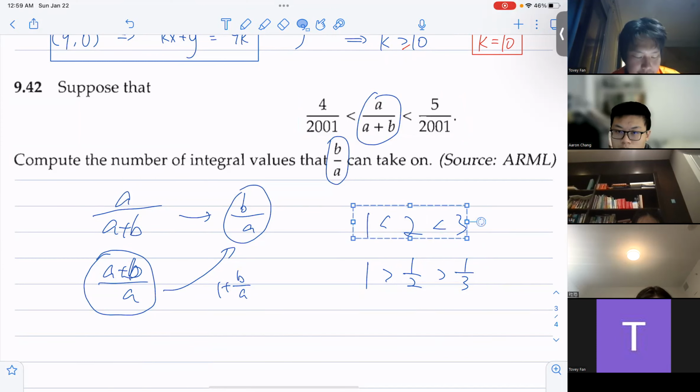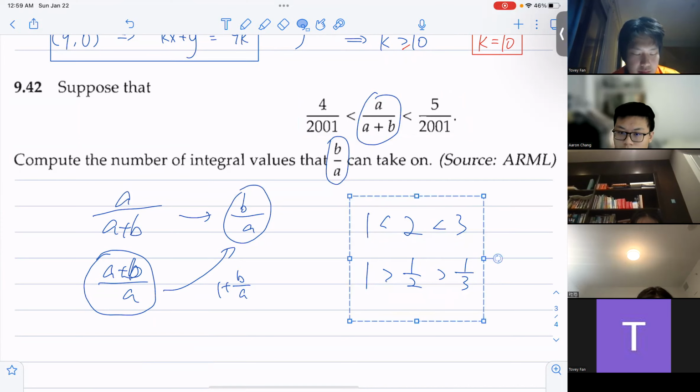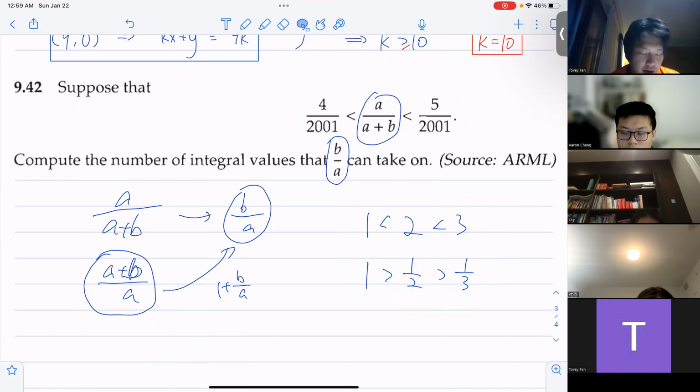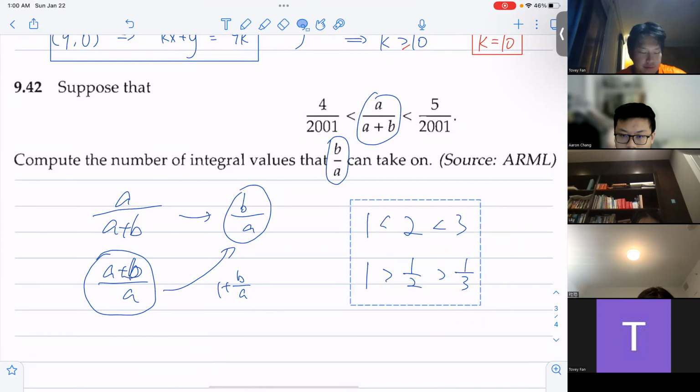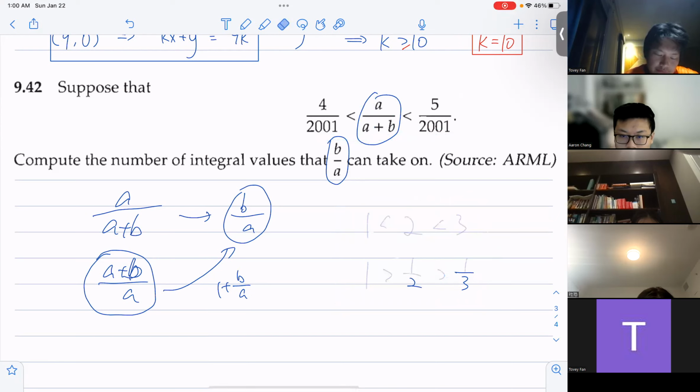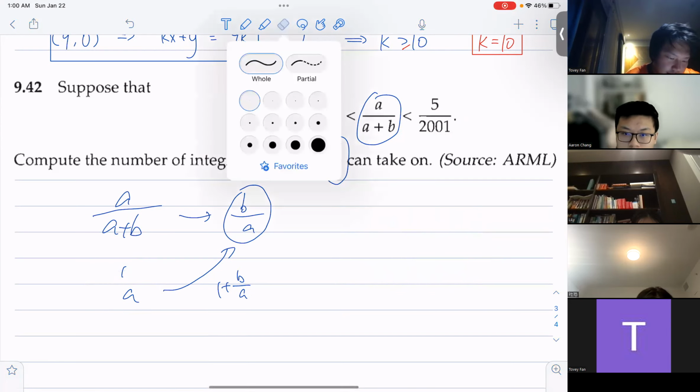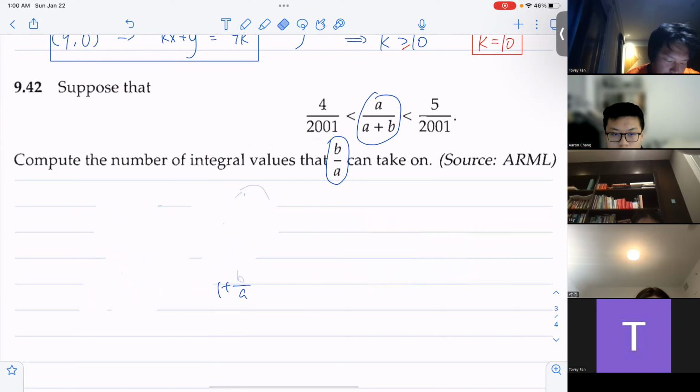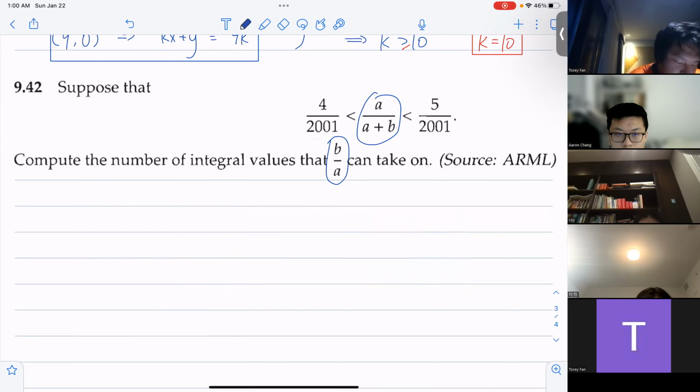If they're all negative, you can also do this. But if some of them are positive and some negative, then that's hard to say. So let's just talk about the case where everything here is all positive. After we take a reciprocal, it's going to be a plus b over a.